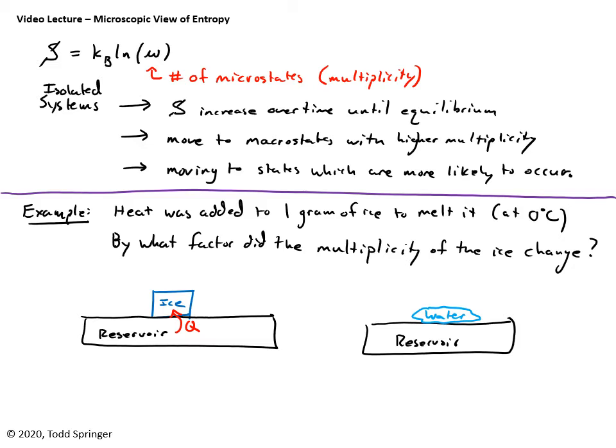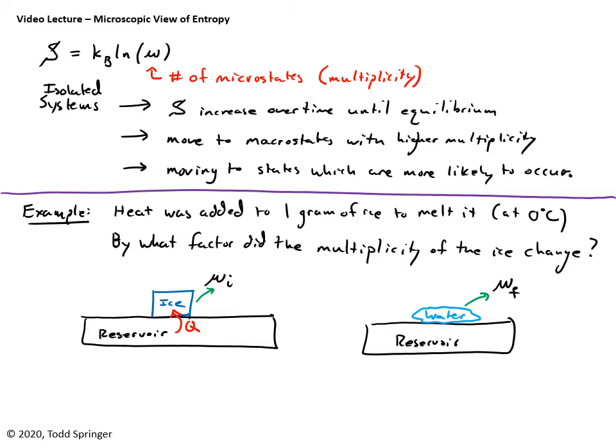And the claim is that the ice here has some Ω initial, some multiplicity. The macrostate is the block of ice, and then there's a certain number of ways to arrange the atoms so that the total appearance of the ice is unchanged. And then the same thing for the water. The water is a macrostate, but it has some certain number of ways to arrange all the atoms to leave the macrostate unchanged. So it has a certain number of microstates, Ω f, and we want to know by what factor is Ω f bigger than Ω i.